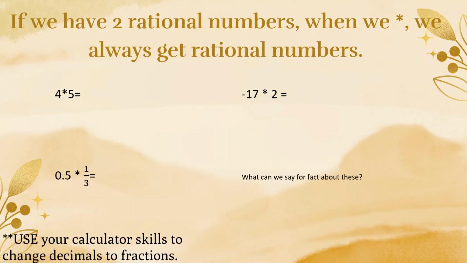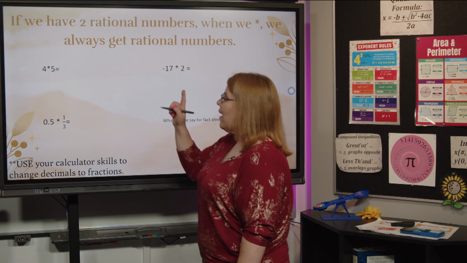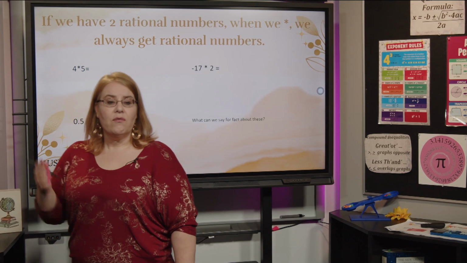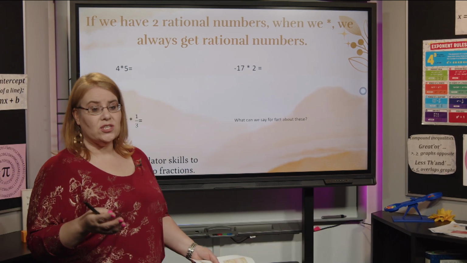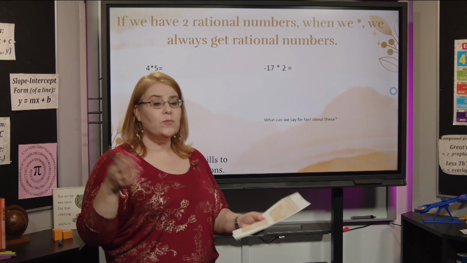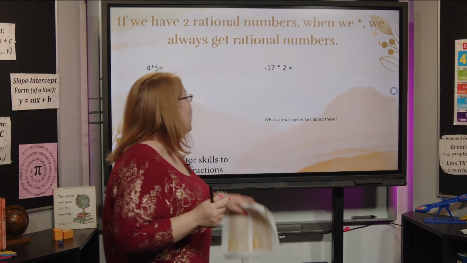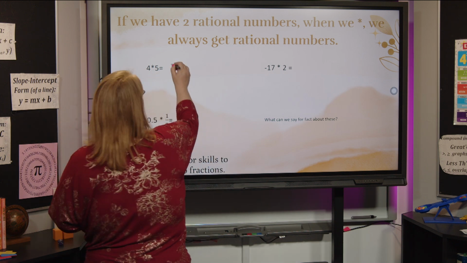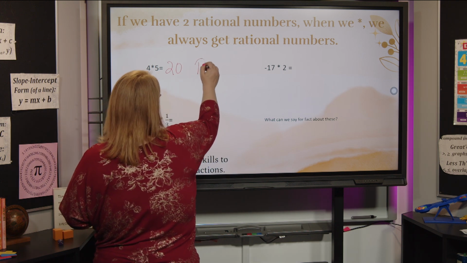If we have two rational numbers, when we multiply, we always get rational numbers. Here's another important fact. All right, so I have 4 times 5. 4 is rational, 5 is rational. When we learned our multiplication facts, which we should have learned, 4 times 5 is what? 20. That is a rational number.